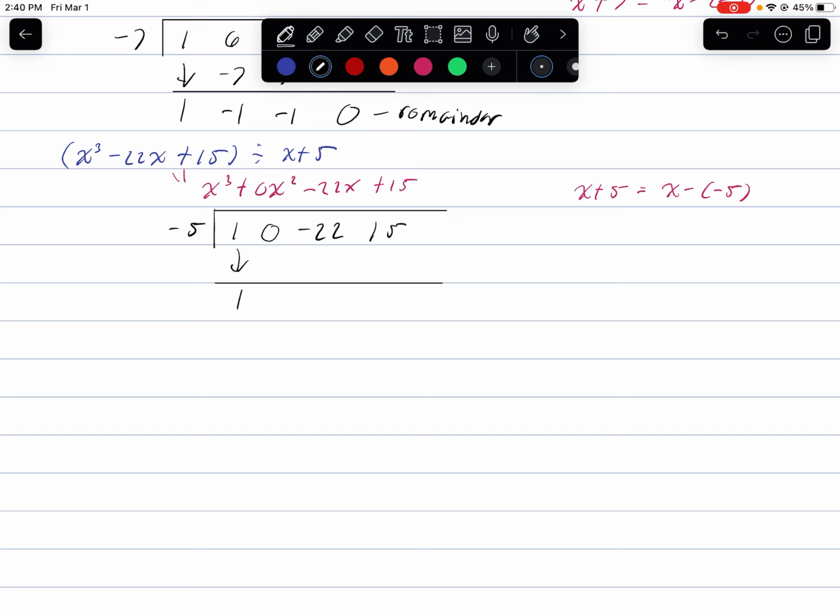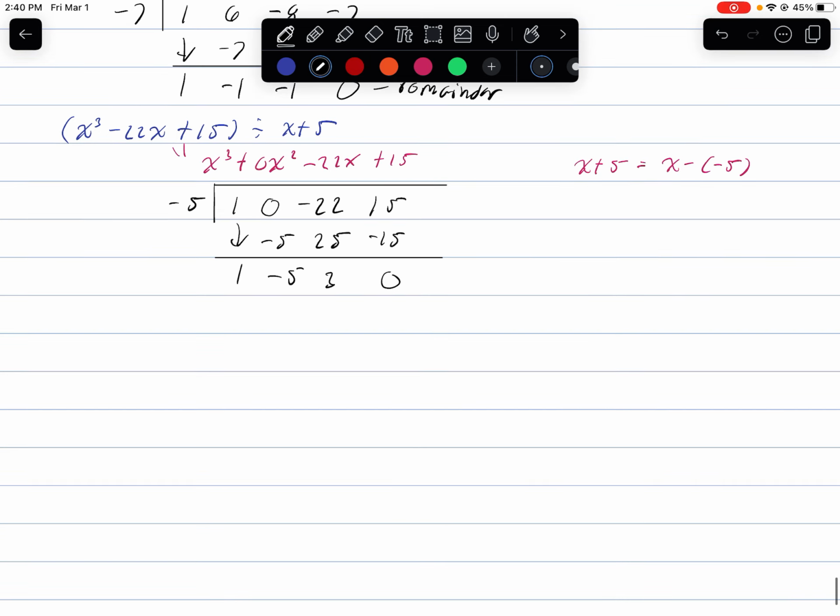So we start by bringing down the 1. We have -5 times 1 is -5. 0 plus -5 is -5. -5 times -5 is positive 25. And -22 plus 25 is positive 3. -5 times 3 is -15. 15 plus -15 is 0. So we have a remainder of 0. And therefore, our answer is going to be x squared minus 5x plus 3. And again, these coefficients come from here. This is the x squared term, this is the x term, this is the constant term.